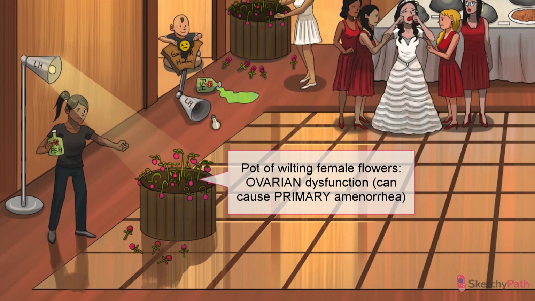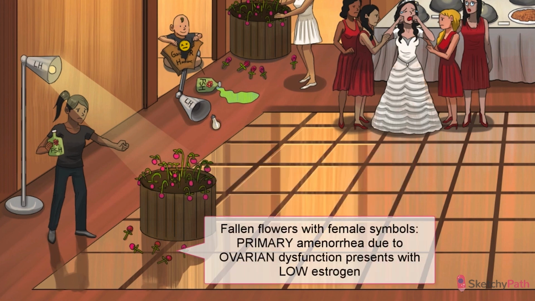She's got her hands full with all these wilting ovarian flower beds. Our symbol for the ovary is a flower pot growing follicle flowers. Some of them usually look like female symbols too, to emphasize estrogen production by follicular granulosa cells. Any disorder that directly affects the ovaries will cause them to produce less estrogen, as depicted by those female symbol flowers scattered on the floor.